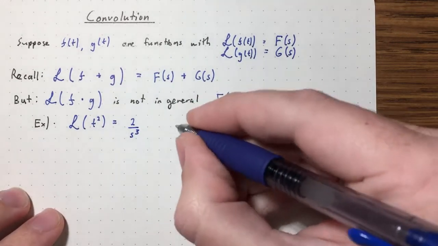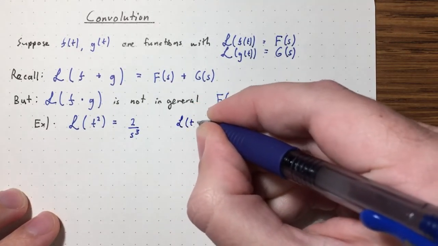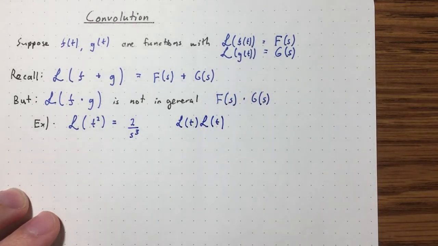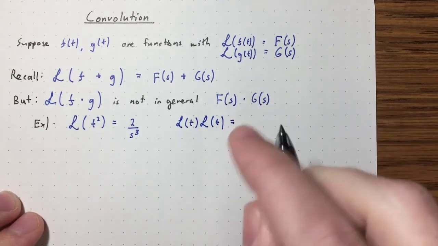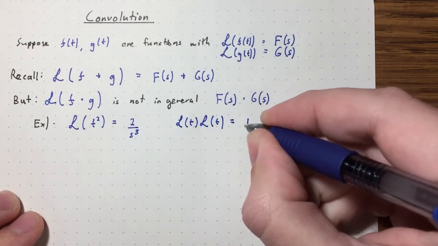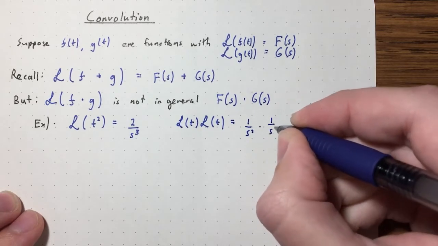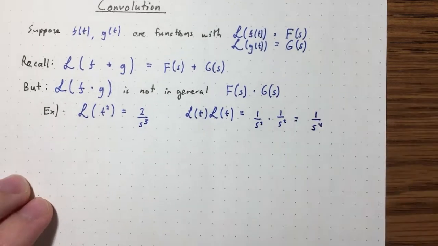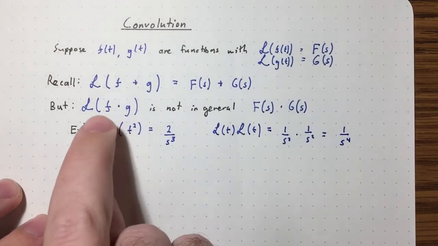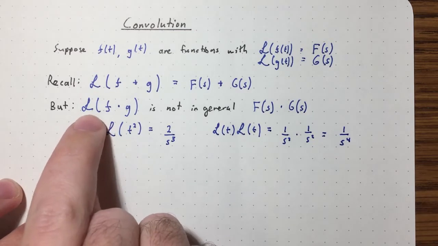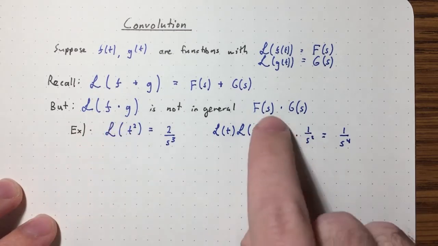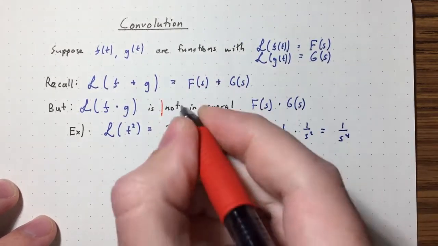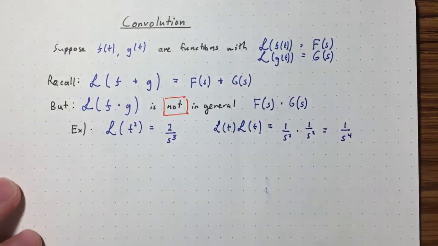But we could alternatively take the product of the Laplace transforms of t and t, which is not equal to what I'm writing down now. Right? And we can see that this is 1 over s squared times 1 over s squared, which is not 2 over s cubed. So that's an example where these things are not equal. So you want to be careful about saying that the Laplace transform of a product is a product of the Laplace transforms. That's not true. Let me actually box this word "not" to emphasize this is not a property that we can use.